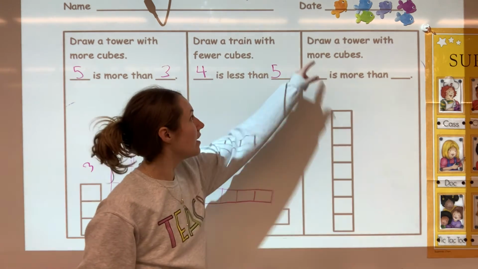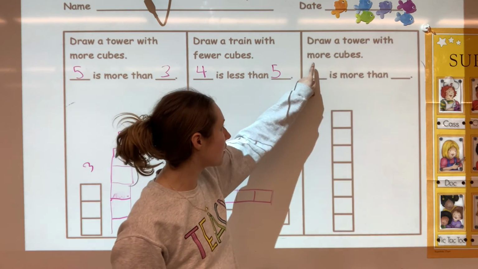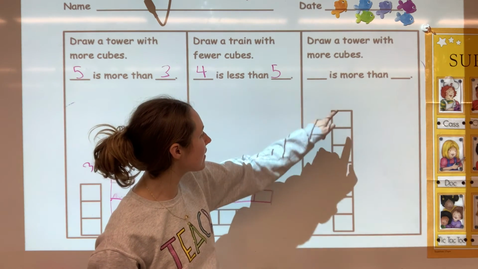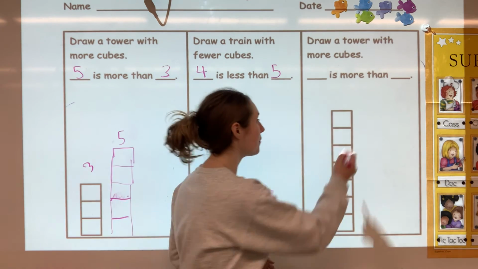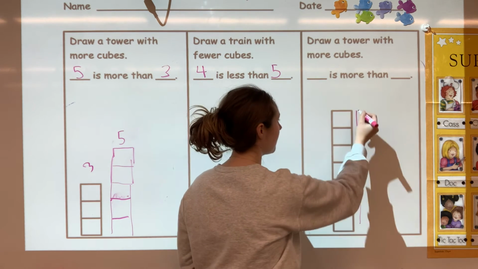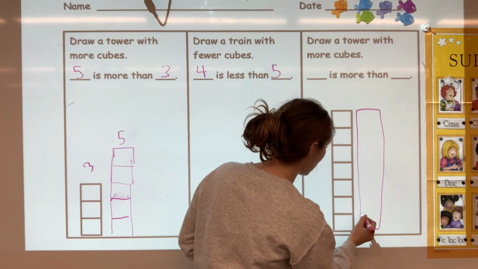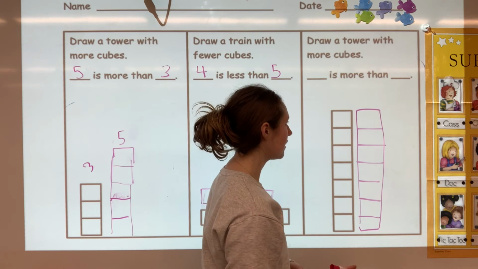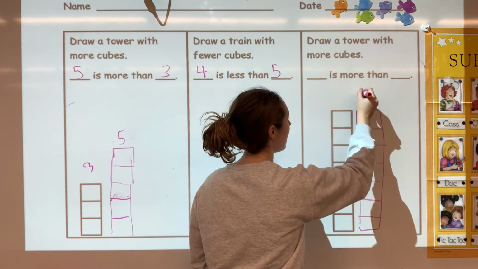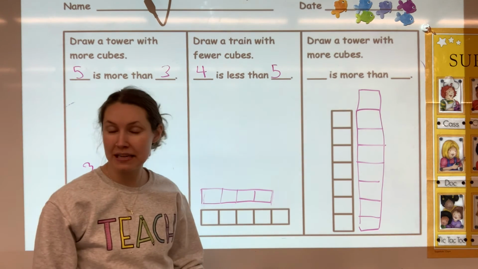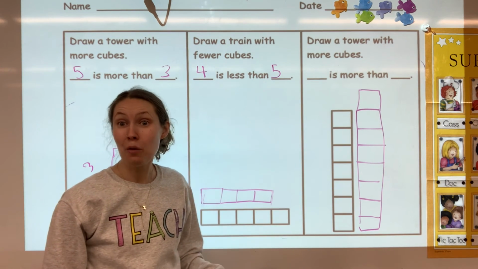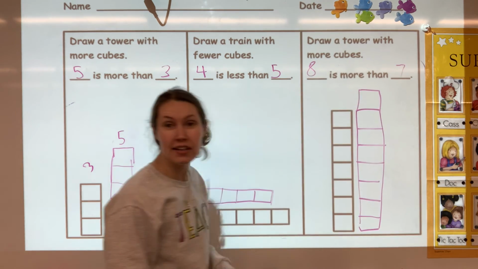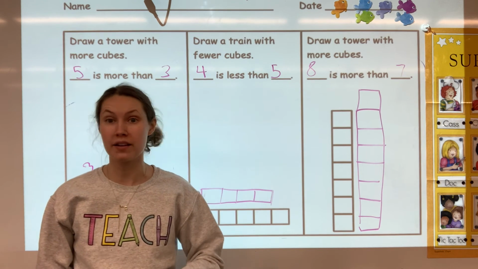Let's do one more here. This one says, draw a tower with more cubes. Ooh, this already looks like it has a lot. Let's count. 1, 2, 3, 4, 5, 6, 7. It has 7. So I'm going to start by making one that matches. And then I'm going to need to add more. Okay, here's 7. I need to add more. So I'm just going to add one more at the top here. Now how many do I have? 1 more than 7 is 8. So I can say 8 is more than 7. And it's just 1 more than 7 because I only added 1 cube.